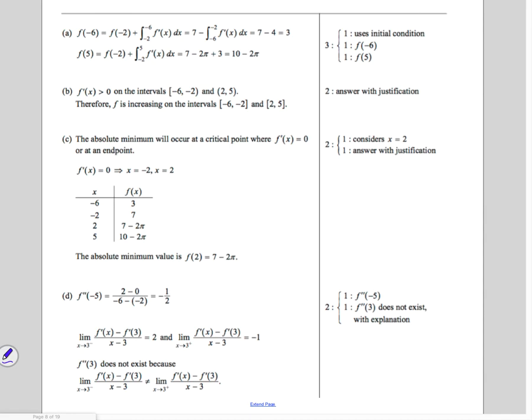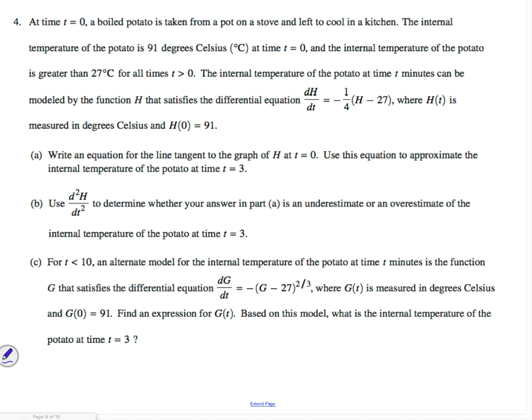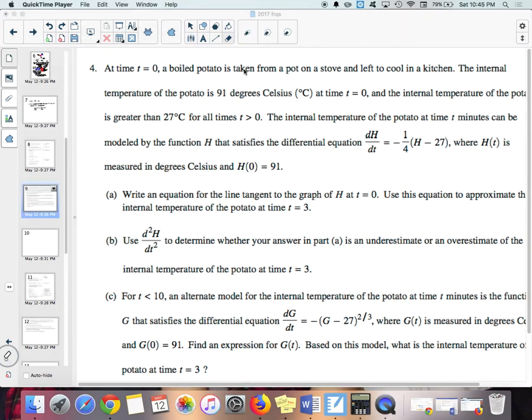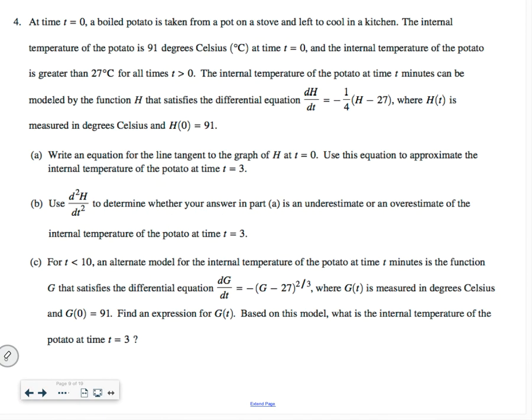Okay, so let's look at the next one. So question number 4. At time 0, a boiled potato is taken from a pot on a stove and left to cool in a kitchen. The internal temperature of the potato is 91 degrees Celsius at time t equals 0, and the internal temperature of the potato is greater than 27 degrees Celsius for all times t greater than 0.